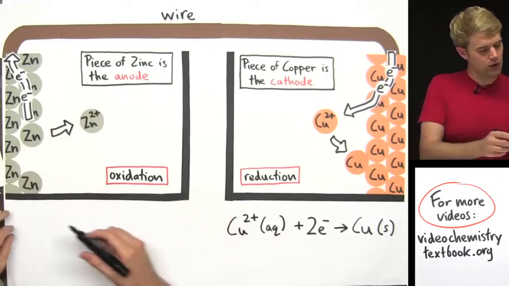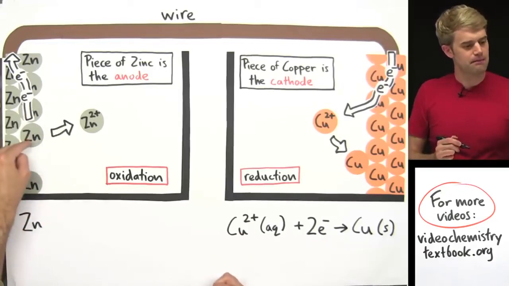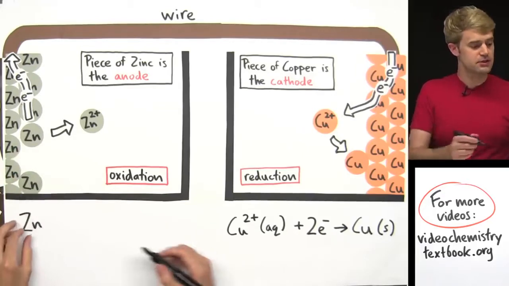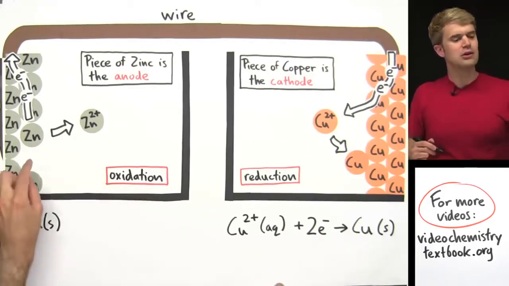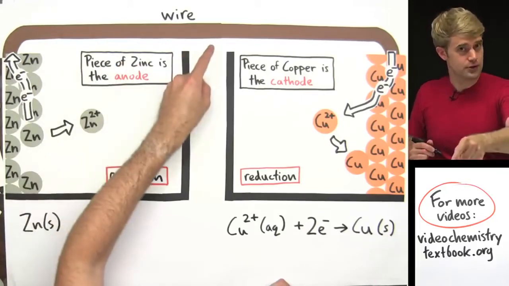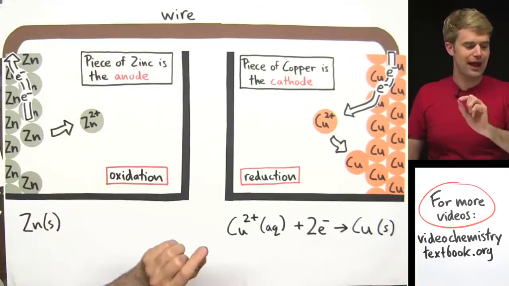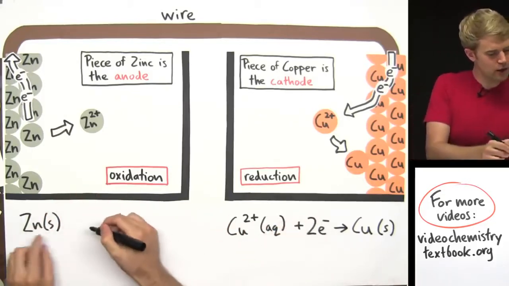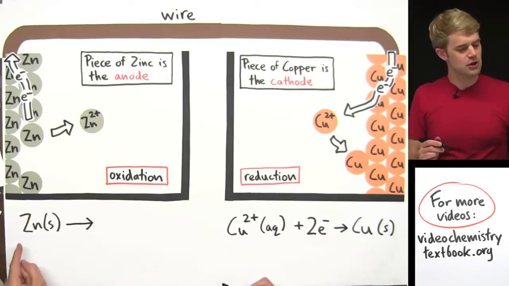We start out with a neutral zinc atom, and this neutral zinc atom is part of the solid piece of zinc. So I'm going to put this S here for solid. Now it loses 2 electrons. To show that we lose something in a chemical reaction, we put it on the other side of the arrow, okay? So I'm not going to write anything right here. I'm going to put this arrow, I'll leave the electrons for last.